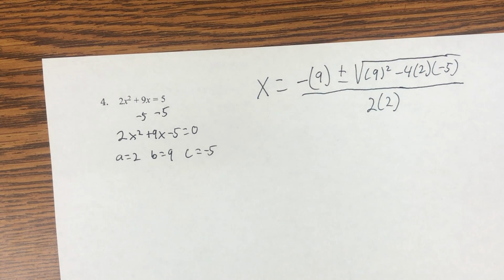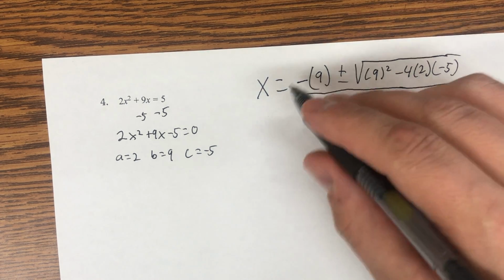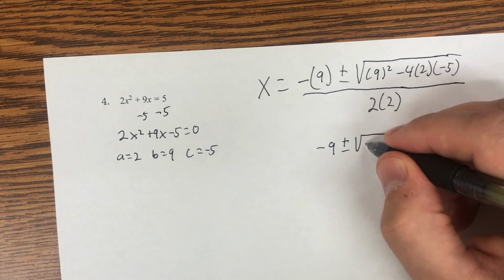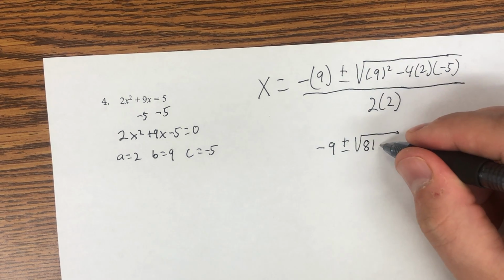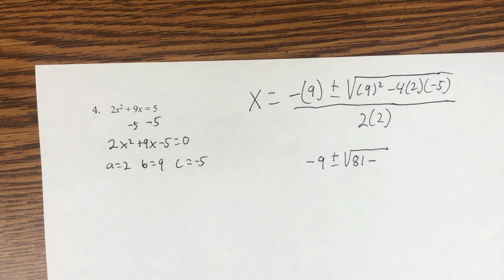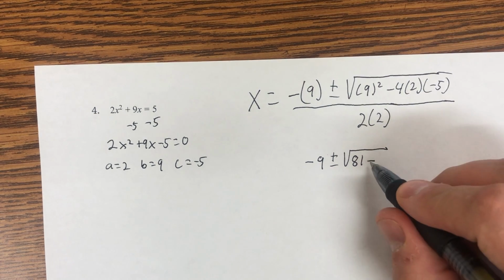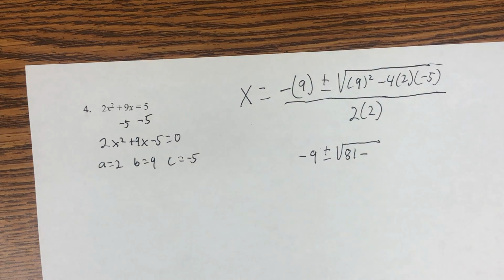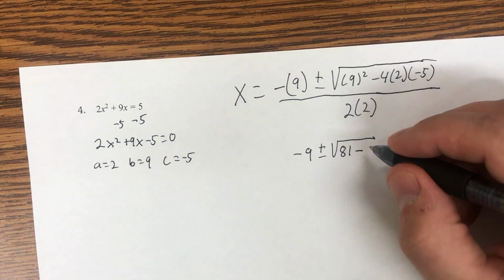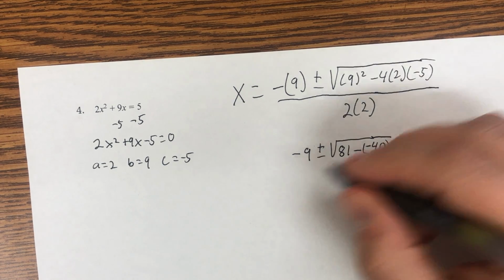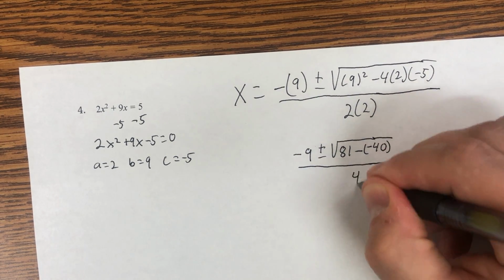Now we have to simplify it down. In this case, we end up with a negative 9 plus or minus square root 9 squared is 81 minus 4 times 2 times negative 5. So we got to be careful here with this minus sign. I already put my minus in. 4 times 2 is 8. And then 8 times 5 is 40, but it's a negative 40. So it's minus negative 40 all over 2 times 2, that is 4.